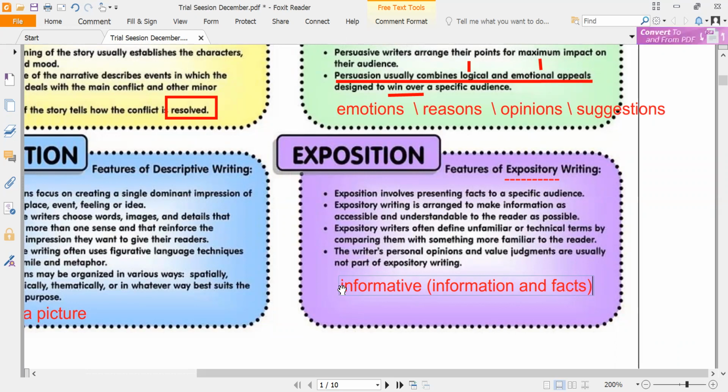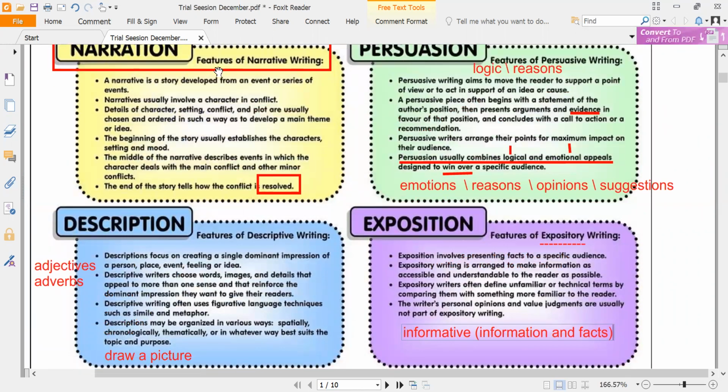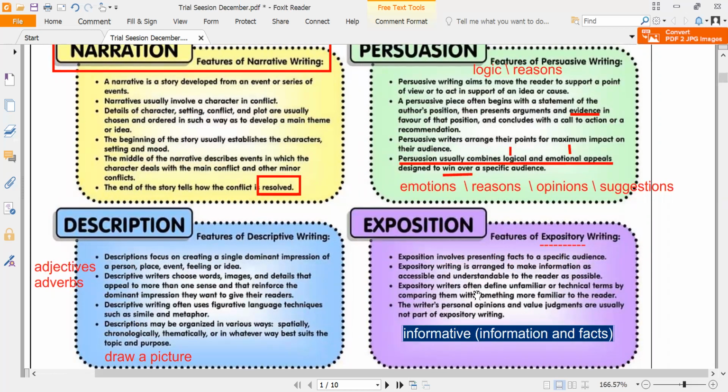Imagine a science book. Your science book will present what type of text out of these four: stories, or opinions and reasons, depends on logic, descriptions, or facts and information? Facts and information. Perfect. So the science book is expository text, informative. Great. Now, here are the four types of text. I hope they are clear.